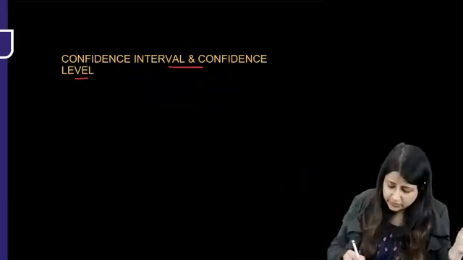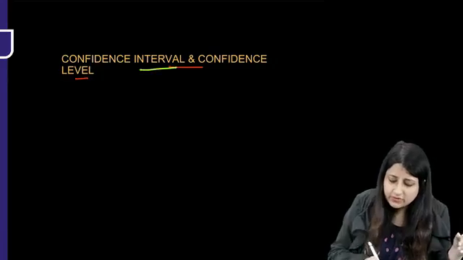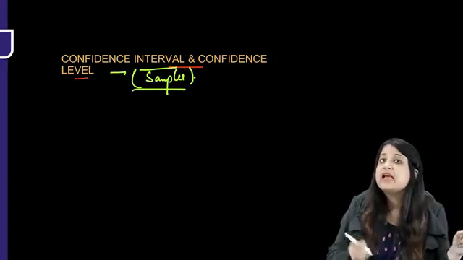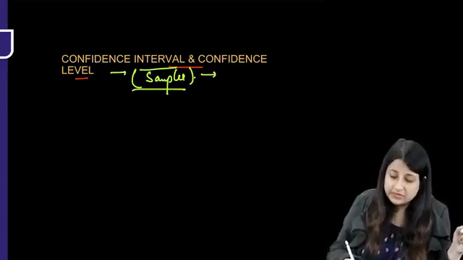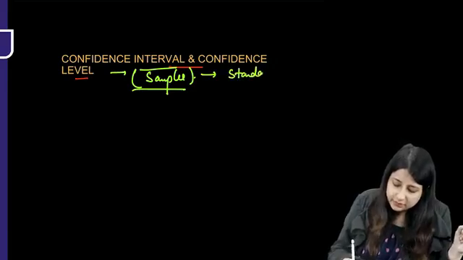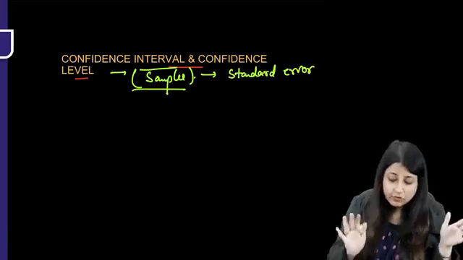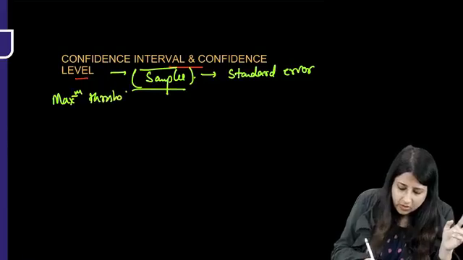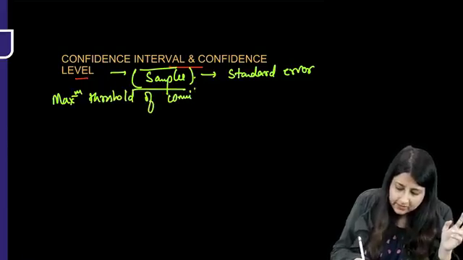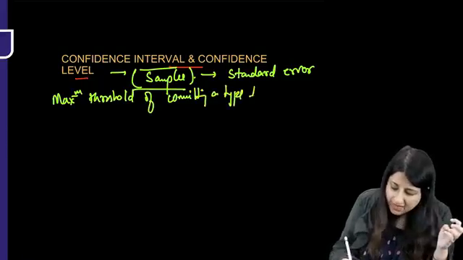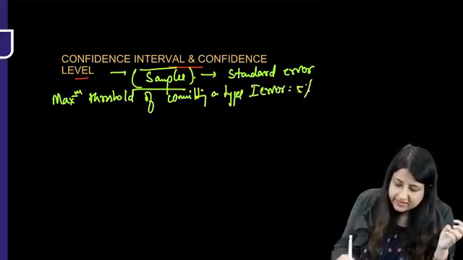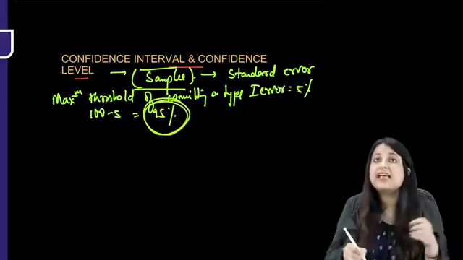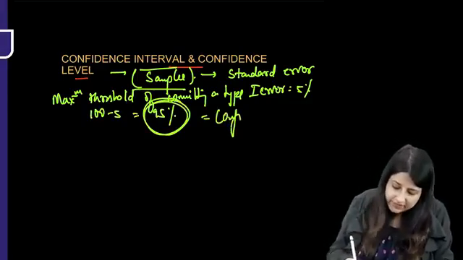Now, what are these two terms? Always remember these two terms, confidence interval and confidence level. They are used when we are considering samples. And when we consider a sample, the measure of dispersion used is standard error. Now, the maximum threshold of committing a type 1 error was set at 5%. What is 100 minus 5? It is 95%. This 95% is the confidence level.